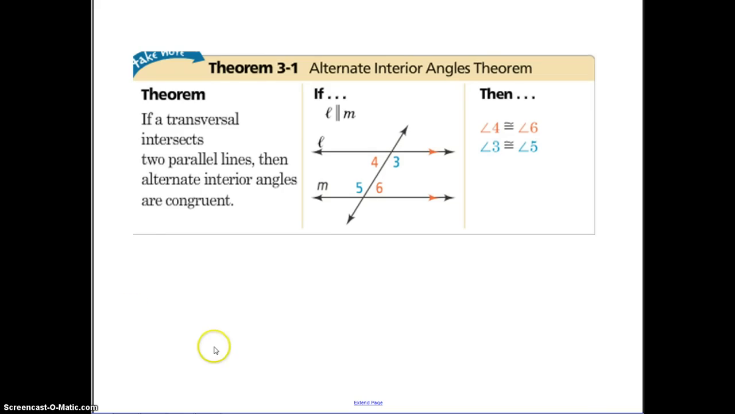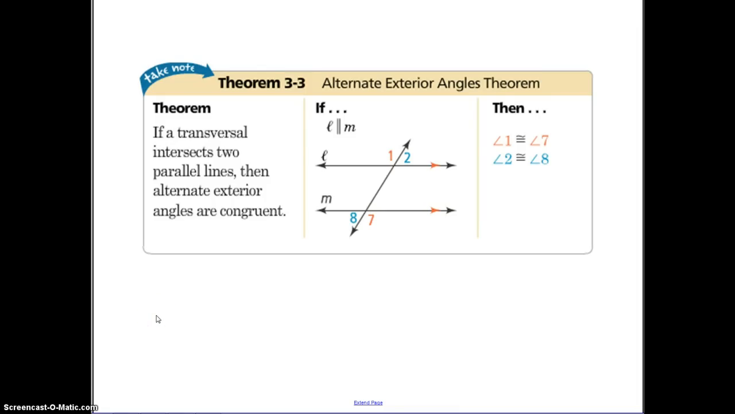Next up, we're going to look at our alternate interior angles. And again, alternate interior angles all dealt with our transversal here. They were on alternate sides, and they were on the interior of our two parallel lines. So angle 4 and angle 6 are alternate interiors, and angle 3 and angle 5. Well, anytime we have these parallel lines, which is our symbol for parallel lines right here, we know that our alternate interior angles are going to be congruent. So angle 4 is congruent to angle 6, and angle 3 is congruent to angle 5.